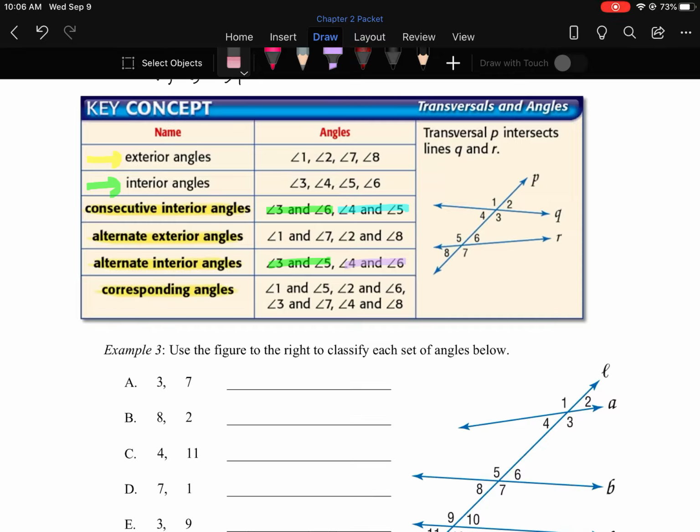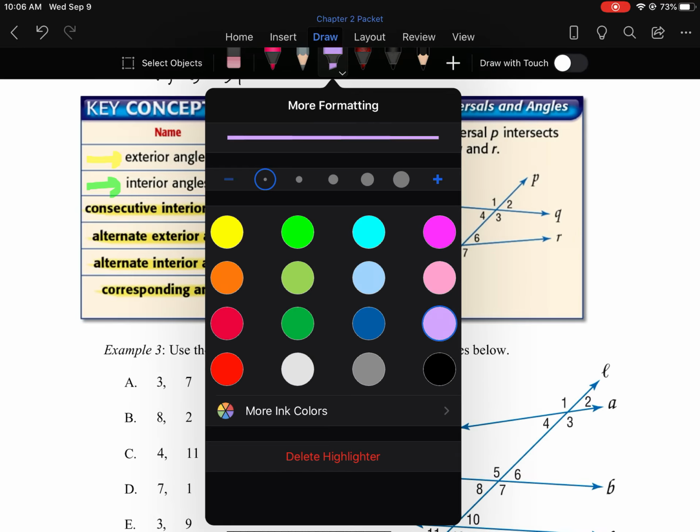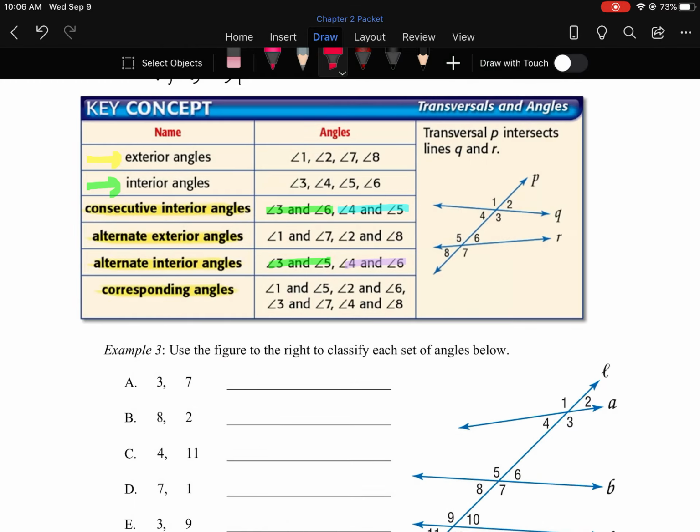All right, the last one we're looking at right now is corresponding angles. So corresponding angles mean they're in the same location. So different lines, but the same location. So an example, let's start with just angle 1. Angle 1, if I'm looking at these 4 angles, 1, 2, 3, 4, 1 is in the top left. So if I look at these 4 down here, the top left is 5. So 1 and 5 are corresponding angles because they're in the same location.